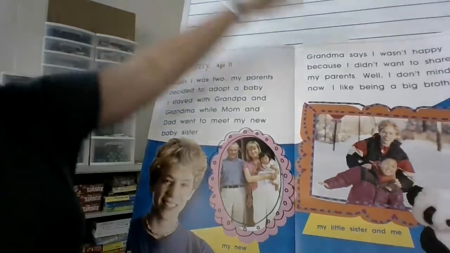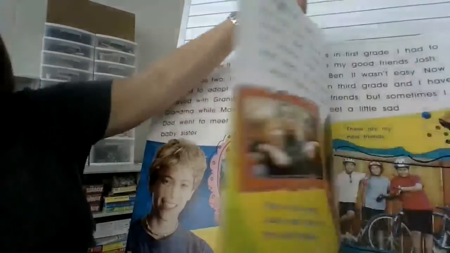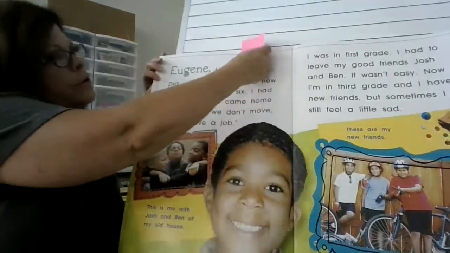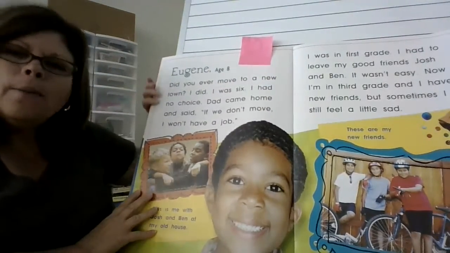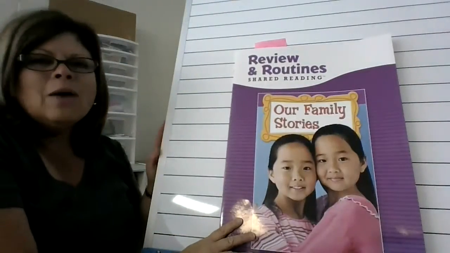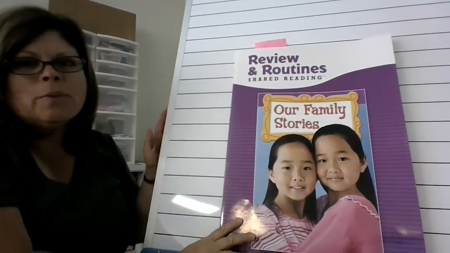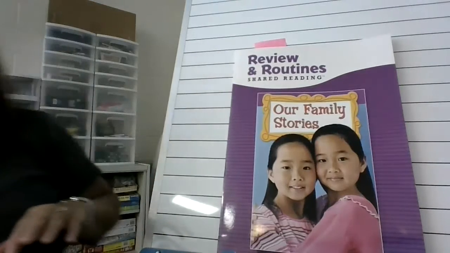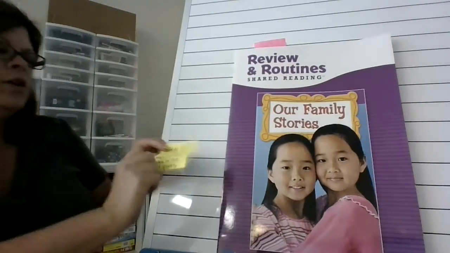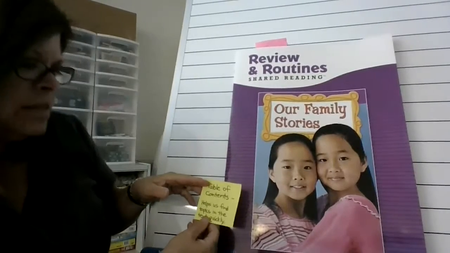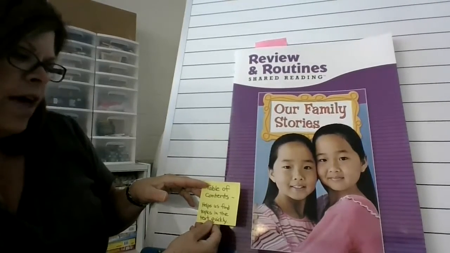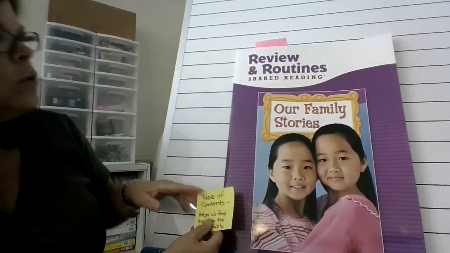I'm going to stop and put a little mark here so we know that we can continue there tomorrow. But I want to go back. Since this is a nonfiction story, I want to point out some very important parts in this book. I have a little sticky note that says we need to find the table of contents. And the table of contents is the part that helps us find topics in the text quickly.